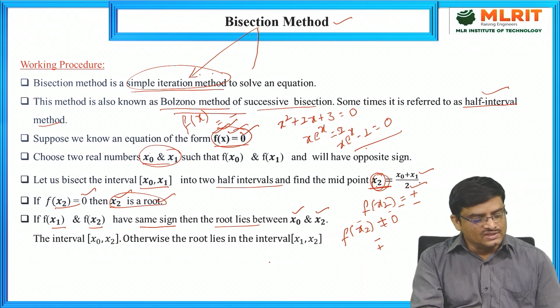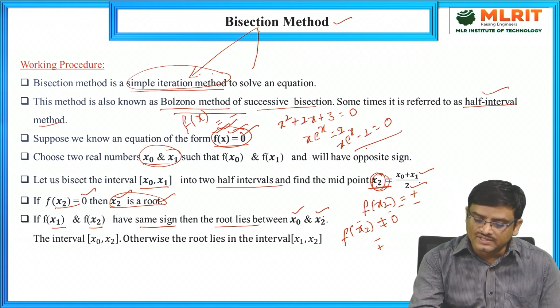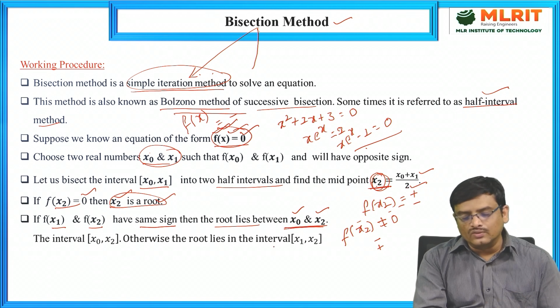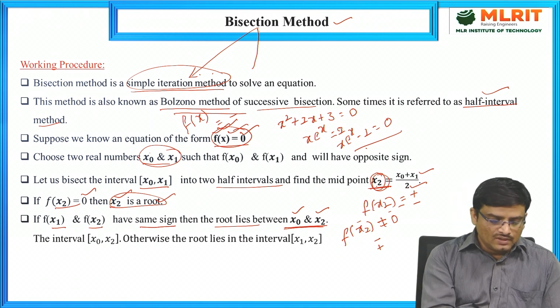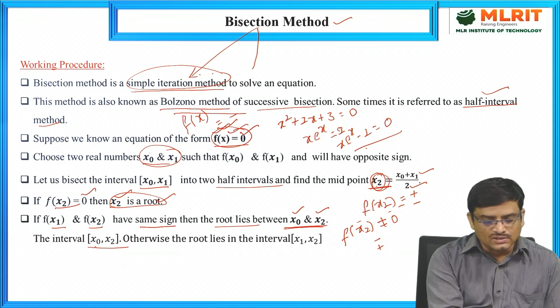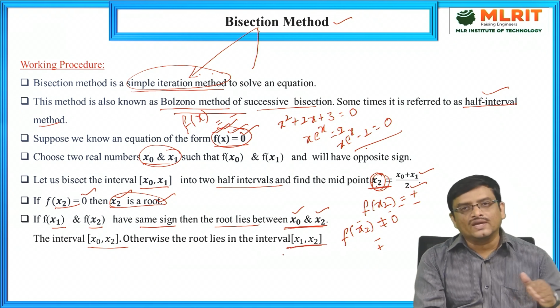If both f of x1 and f of x2 have the same sign, then we can neglect x1 and in place of x1 we can consider this x2 value here, and then we can conclude that the required root, whatever root we are going to find out, lies between x0 and x2. Otherwise, if f of x1 and f of x2 have opposite signs, then the root lies between x1 and x2. We can neglect x0 and consider this x1 and x2 here.